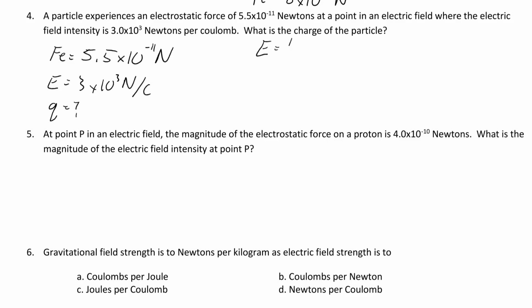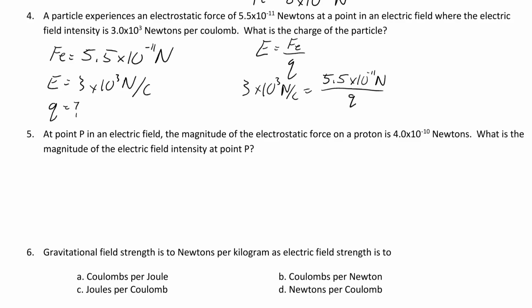So you use your formula. The strength of the field is 3,000 newtons for every coulomb that you place there. But you don't feel 3,000, you feel 5.5 times 10 to the negative 11 newtons. So you're definitely not putting 1 coulomb there, because that's a tiny number. You're putting a lot less than 1 coulomb.